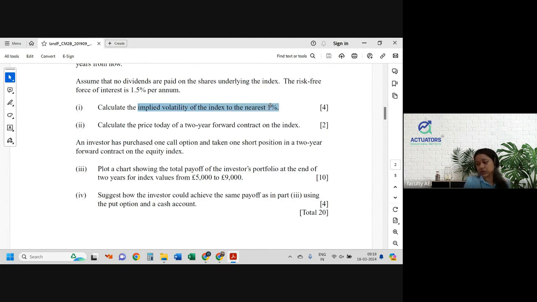So they want us to calculate the sigma basically to nearest 1%. Whenever they say this nearest 1%, make sure you leave your answer in this format only. To nearest 1% basically means 0.01, right? So make sure you leave your answer accordingly, because that will carry another 0.5 marks.